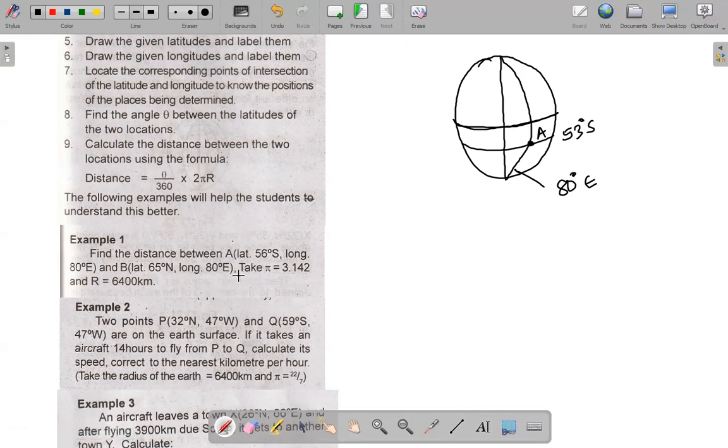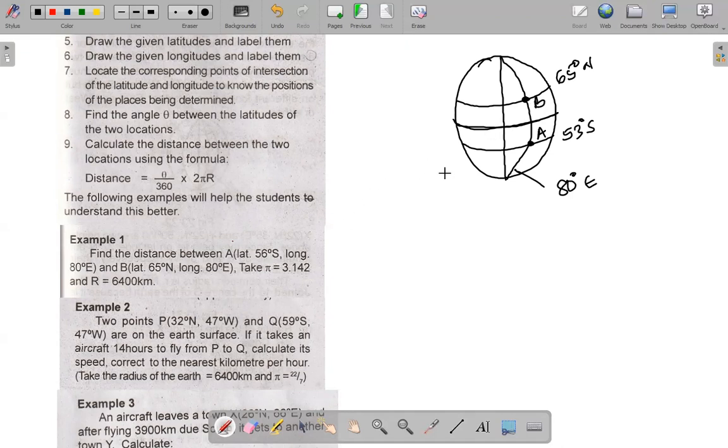Point B, on the other hand, is on latitude 65 degrees north, longitude 80 degrees east, the same longitude, 80 degrees east. So this is point B, where the latitude and the longitude meet.